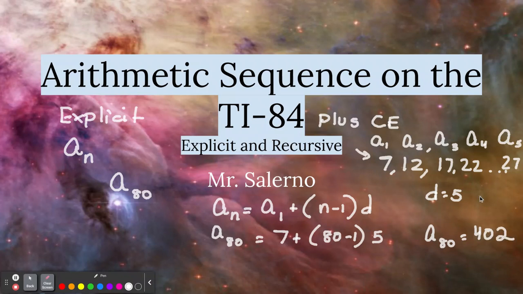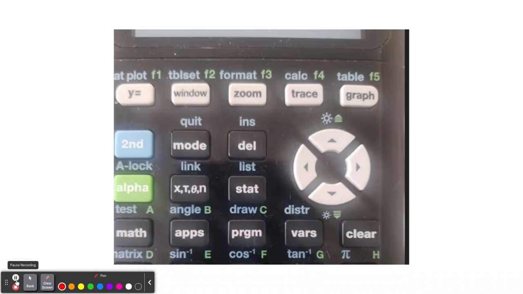Now we could find any term using this formula, but we can also do it on the calculator. So let's do it on the calculator, and let's hope we get 402. On the calculator, we're going to hit the second button, and then the stat button. And then we're going to hit the OPS button, and then we're going to hit 5. 5 is sequence. So hit second stat, OPS, 5, and you should come up to this screen.